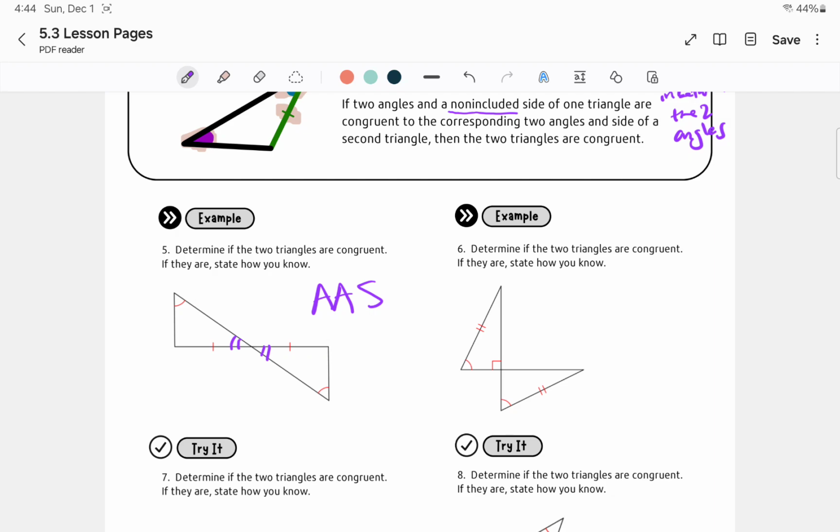So for number 6, we also have another vertical angle to draw in. This little box here that shows a right angle needs to also be over here as well, because if this one is right, or 90 degrees, so is the other one. So we have angle, angle, and a side that's not in between. We have an angle and an angle and a side that's not in between. So that would be AAS. So go ahead and pause, try number 7 and 8, and I will be back in a second.